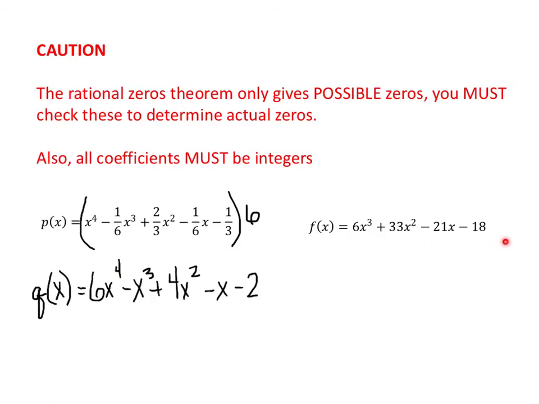Also, if you take a look at this one, you should notice that you can factor a 3 out of every single term. So if you do that, you would again get a new function. Factoring out a 3, you'd get 2x cubed, 11x squared, minus 7x, minus 6. But again, all of the zeros of this new function are exactly the same as the zeros of your old function. So make sure that all of your coefficients are integers. Make sure that you factor out any common factors.